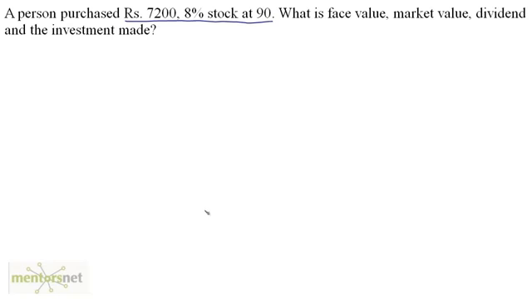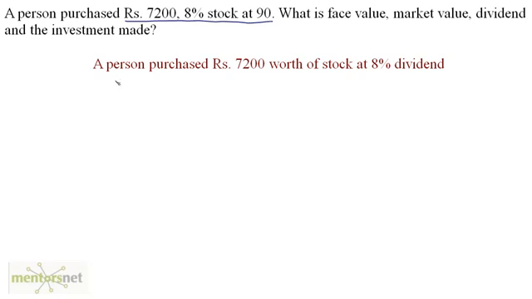Well, let me rewrite what this sentence exactly means. So a person purchased rupees 7200 worth of stock at 8% dividend. So this 8% is actually the percentage of the dividend. That means the rate of the dividend paid on the face value. Well, what is the face value? Basically, the face value is the worth of the stock. So 7200 is the face value of all shares.